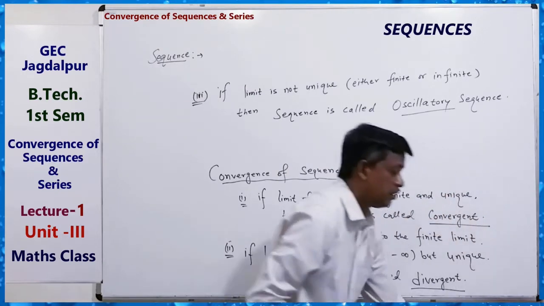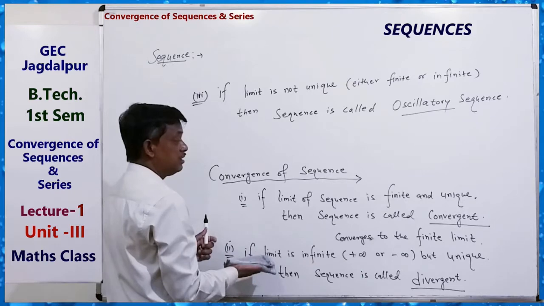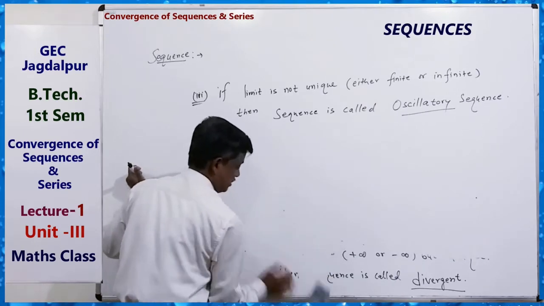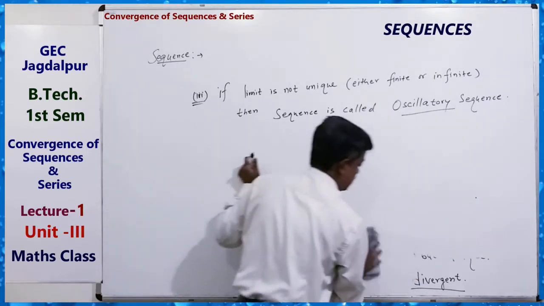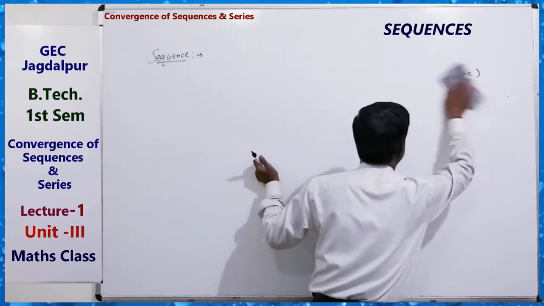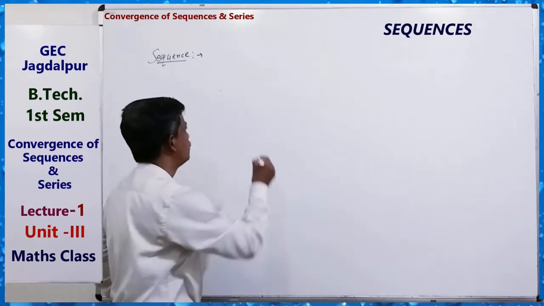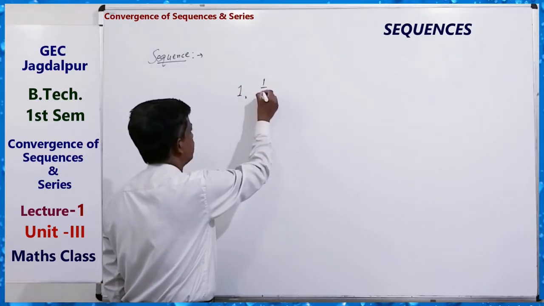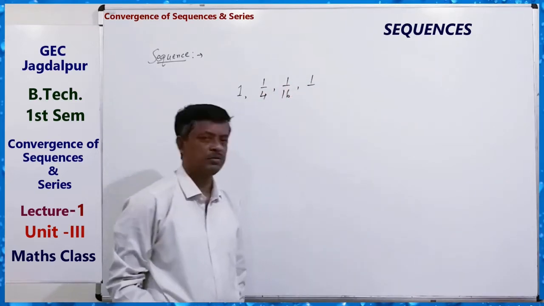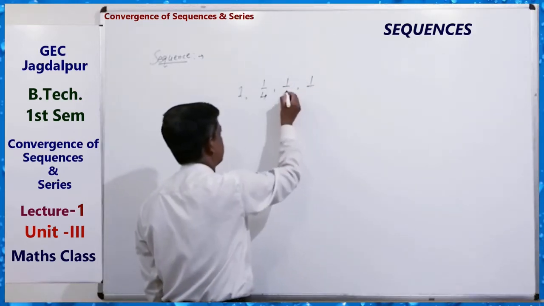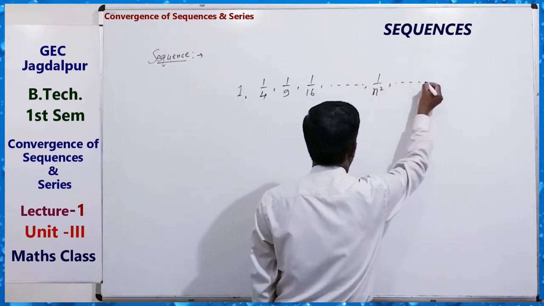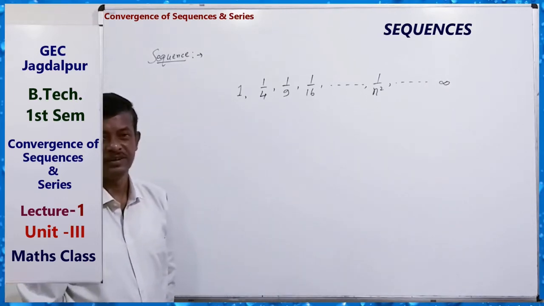Okay, so here convergent sequence means what? The limit of the sequence is finite. We can take an example, suppose we are having a sequence like this: 1 by 4, 1 by 16, okay, 1 by 4, 1 by 9, 9, 16, and so on. It is very clear that this is an infinite sequence. Okay, its nth term is what?